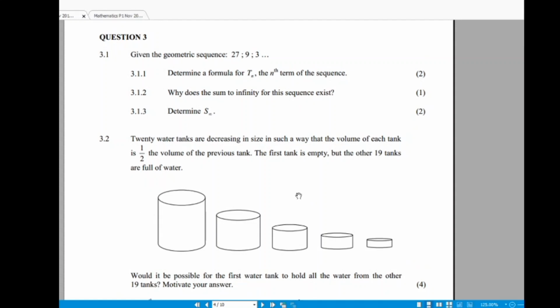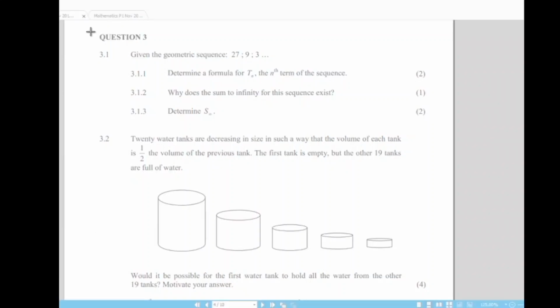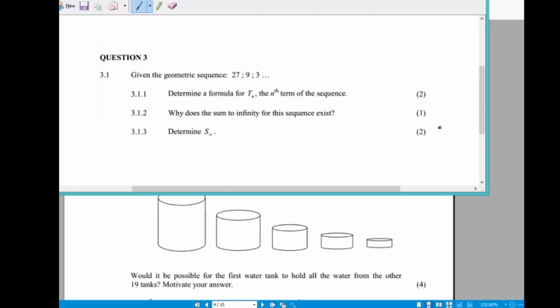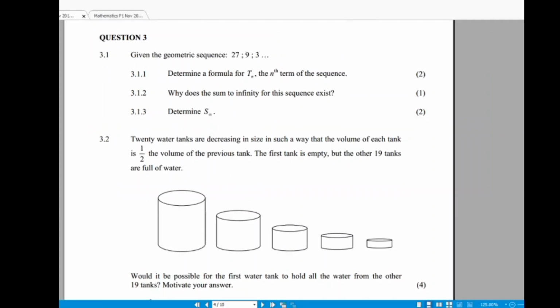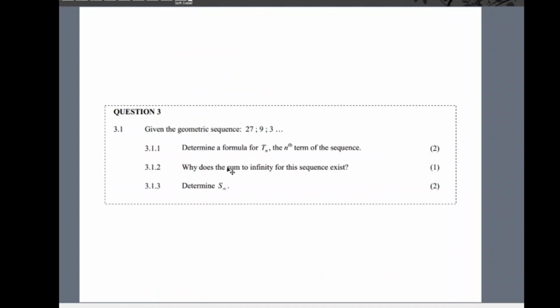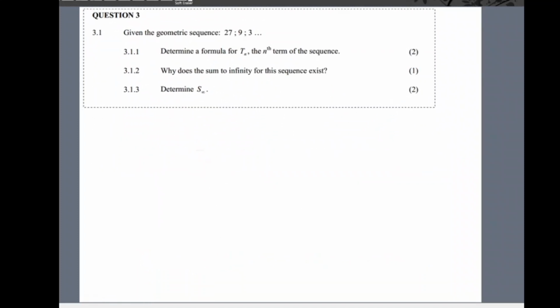So in question 3 it says: given the geometric sequence 27, 9, 3 and so on, determine a formula for Tn. Let me copy this question to our board. So 3.1.1, they want a formula for Tn.